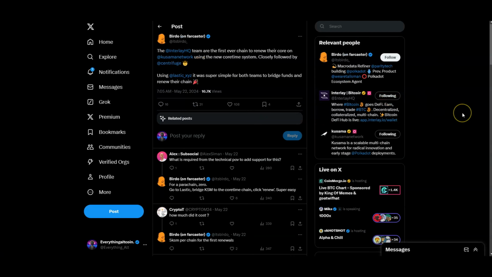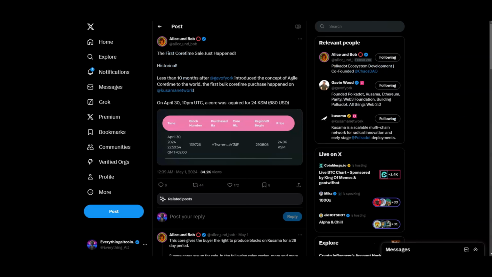Now, the first projects that bought some core time were Interlay and then Centrifuge. These are the ones that bought some core time on Lastic, pretty much their marketplace, right? So Lastic is going to be a very big marketplace in the whole Polkadot ecosystem. Now, I don't know if they will have a token or not. So right now it's just looking like it's going to be the marketplace for buying core time.